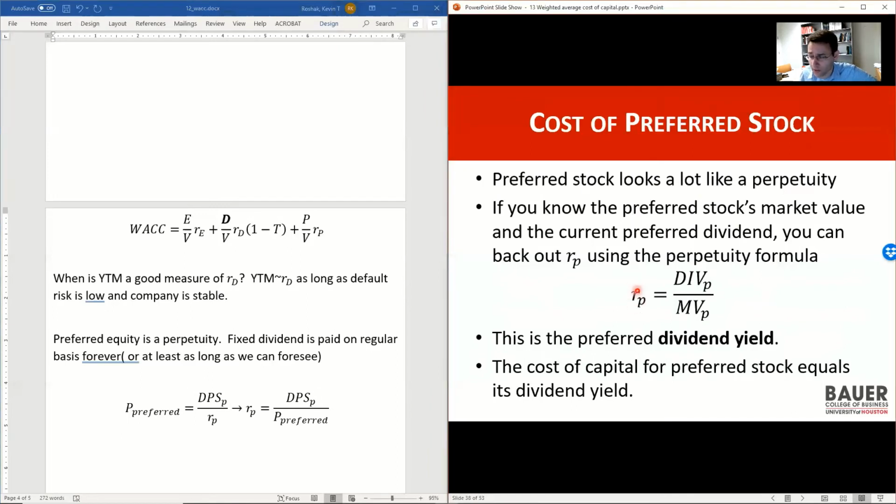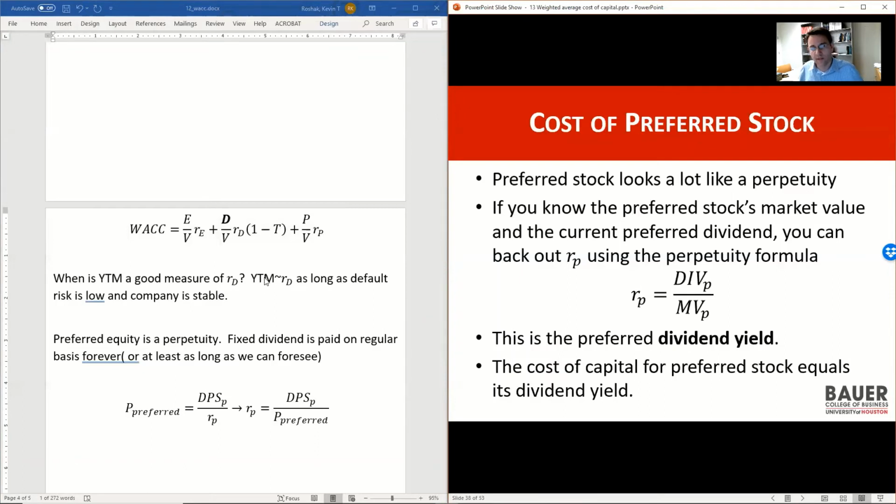The required return on preferred is just the dividend that you're getting discounted by the market value of the preferred. This is called the dividend yield. If you buy 1 share of preferred, you're paying the price in the denominator, and you're getting the dividend in the numerator. So this ratio is the yield. What is your dividend yield from buying 1 share of preferred? So that's preferred. It's just a perpetuity, so we can solve for the discount rate right there.